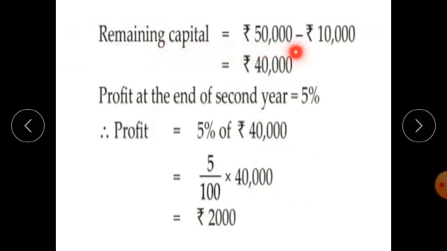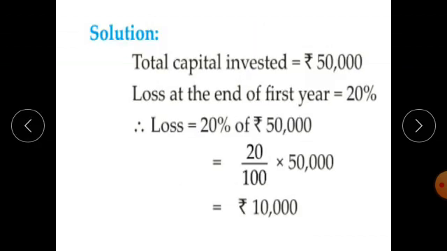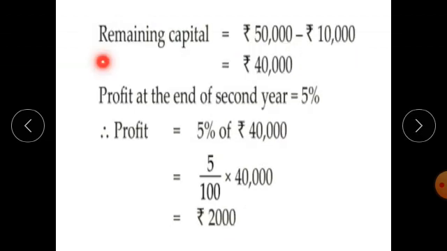Now, remaining capital is rupees 50,000 minus rupees 10,000, because total capital invested was rupees 50,000 and loss rupees 10,000. So remaining capital equals rupees 40,000. But profit at the end of the second year is 5%. It is given.